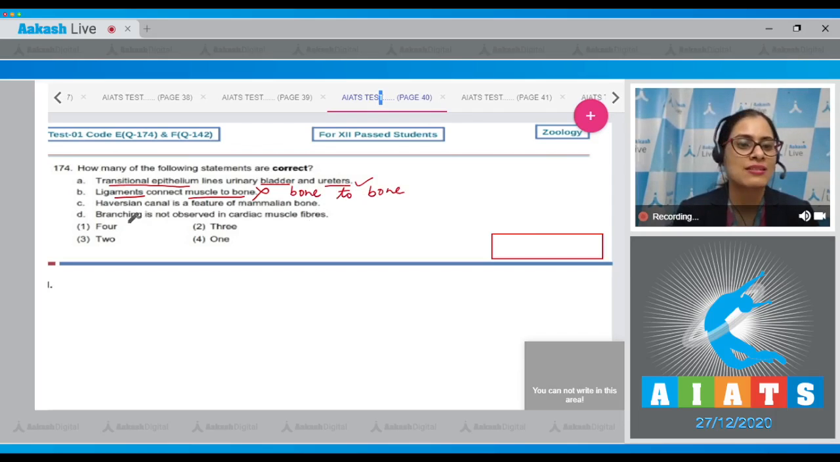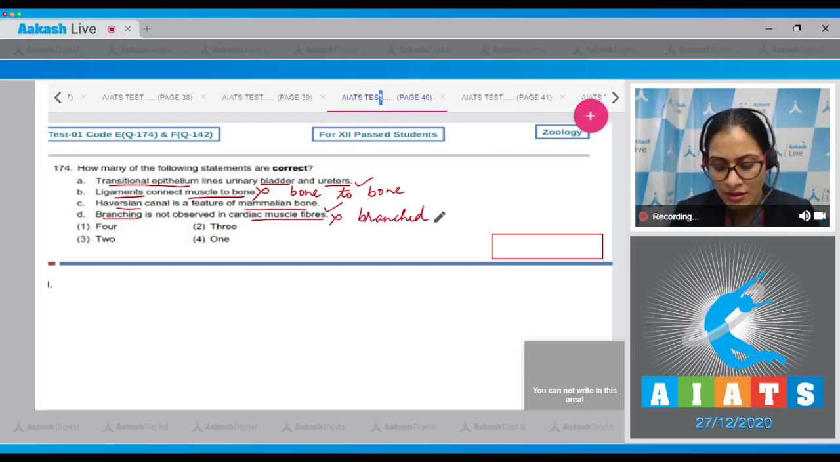The next statement says Haversian canal is a feature of mammalian bone, which is a correct statement. And the next statement is branching is not observed in cardiac muscle fibers, which is an incorrect statement because cardiac muscle fibers are branched. So out of 4, 2 statements are correct. So the correct answer to this question is option number 3, that is 2. Let's move on to the next question.